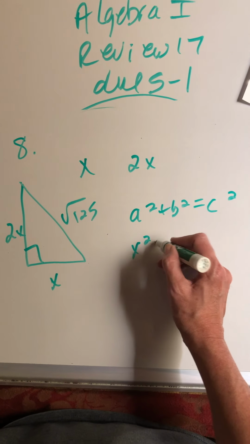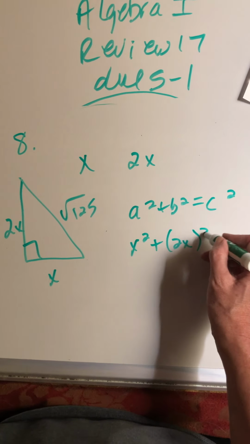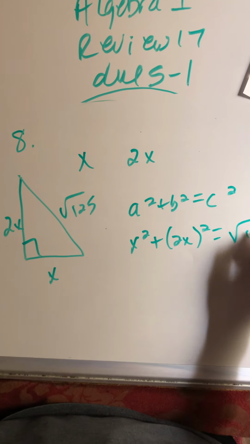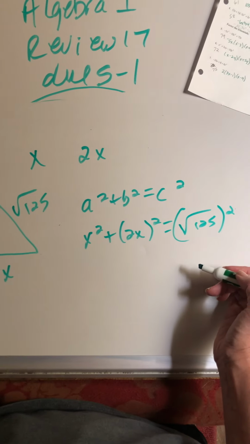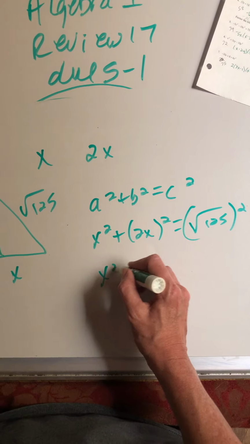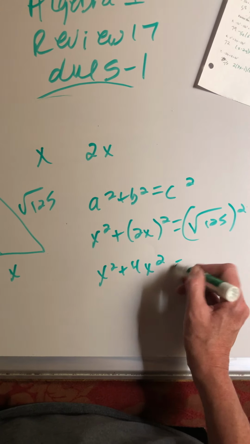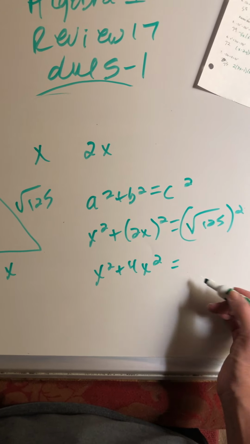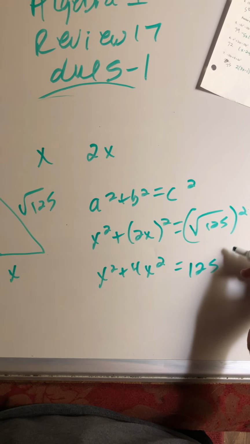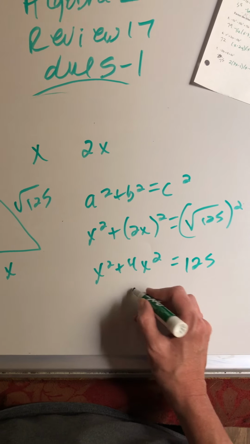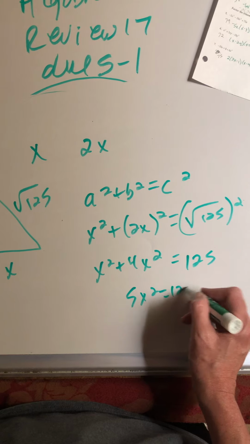And then you plug in: x squared plus 2x all squared equals the square root of 125 all squared. So x squared plus 4x squared, because when I square 2x, it's 4x squared. And then 125, because the square root of 125 squared is 125. So that'd be 5x squared equals 125.